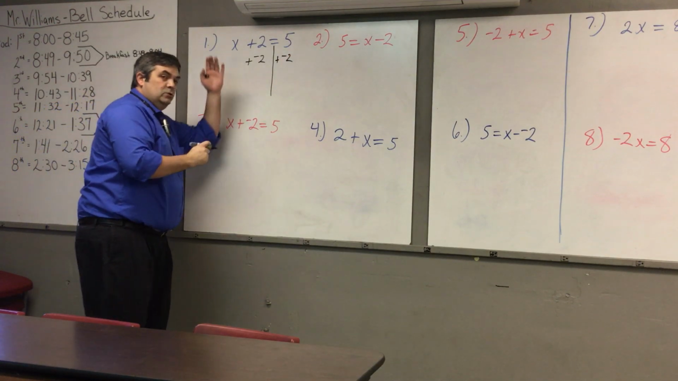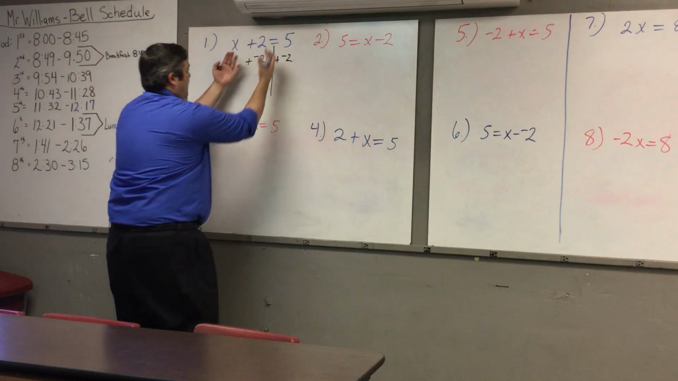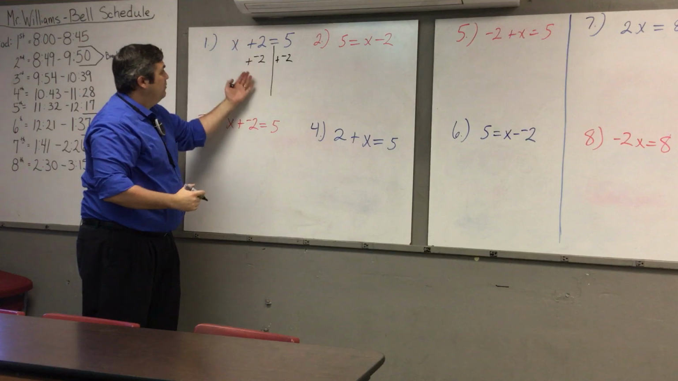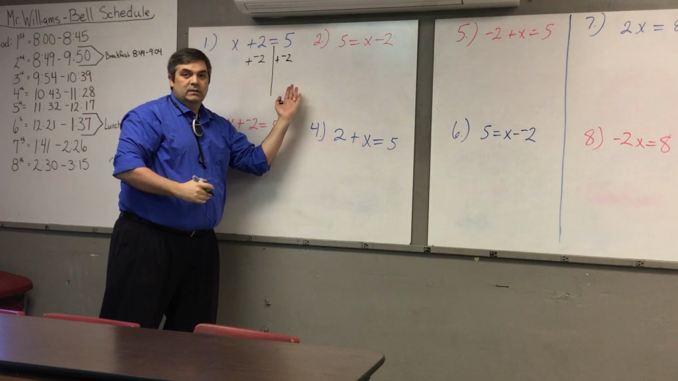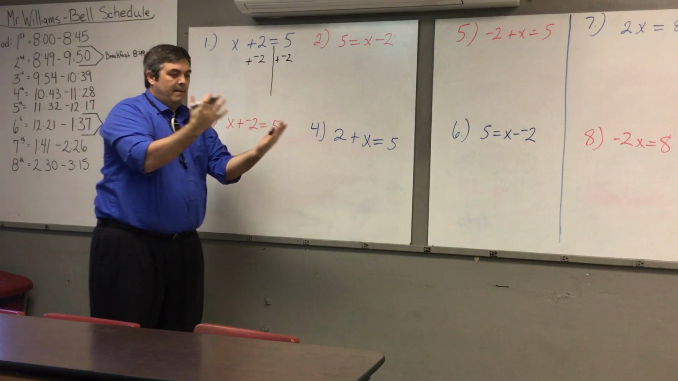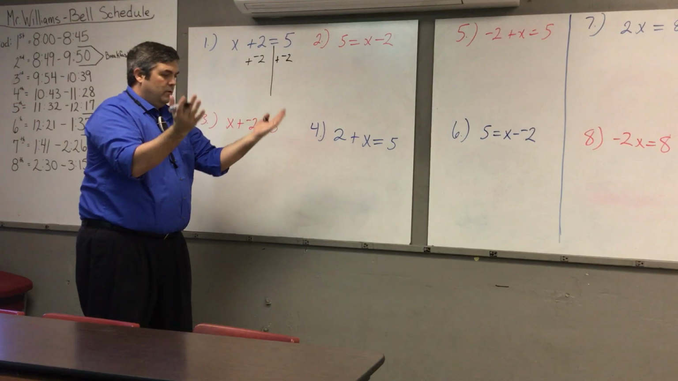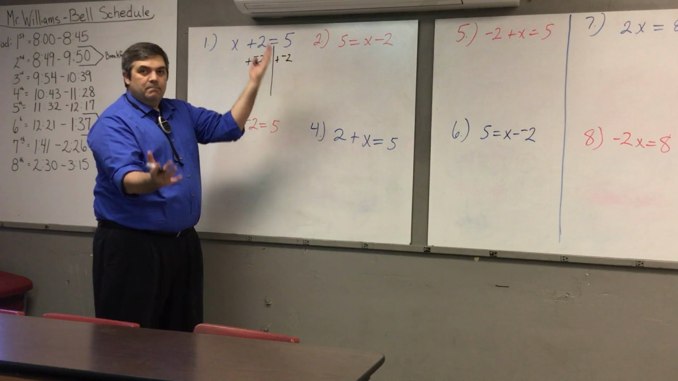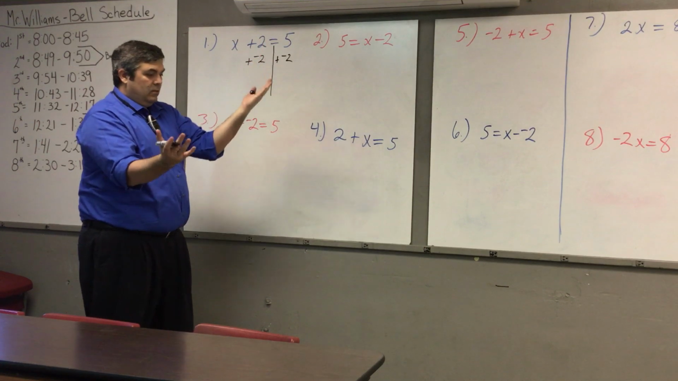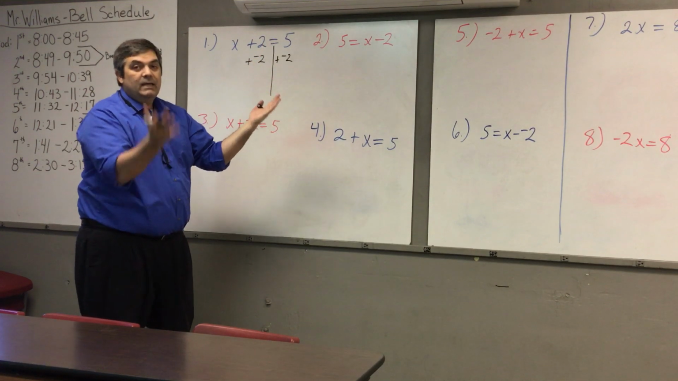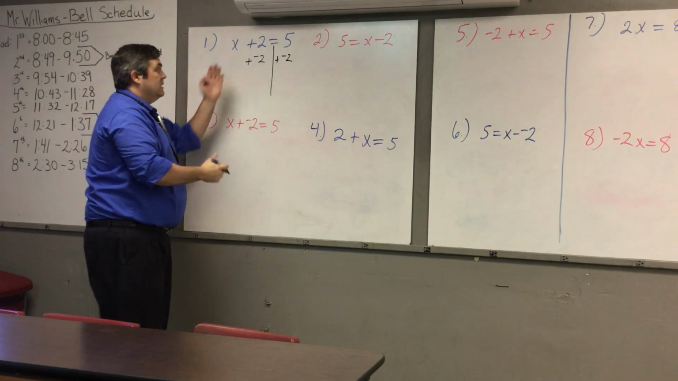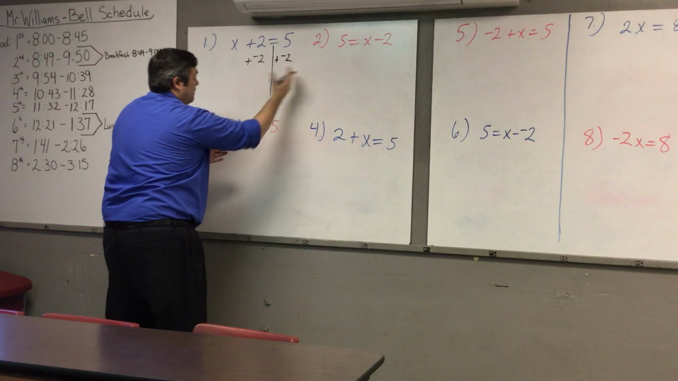What you do to one side, you have to turn around and do to the other side. Whatever you do over here, you have to do to this other side. Otherwise, you don't keep that balance in your equation. If you just do something to one side, it becomes imbalanced, so now they're not equal anymore. We've got to keep them equal. We've got to keep them the same. So what I do to one side, I've got to do to the other.